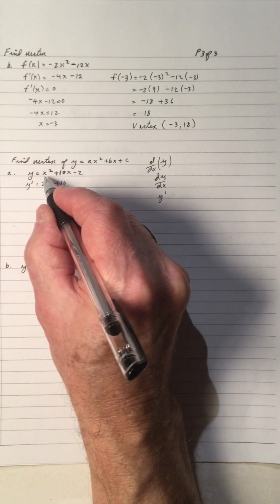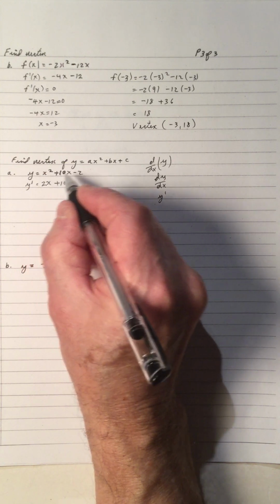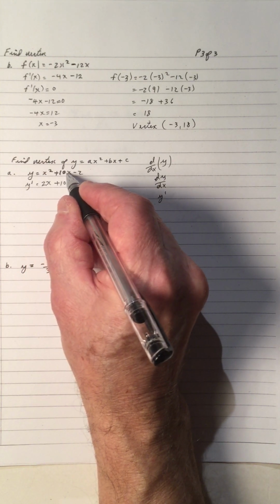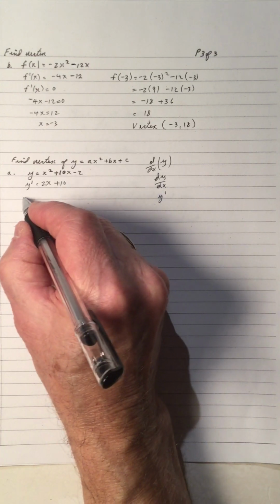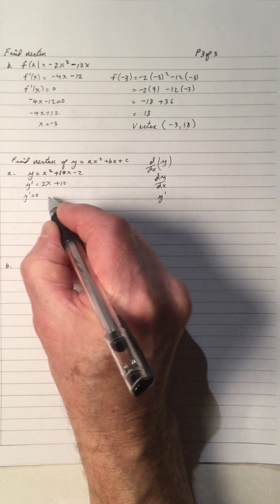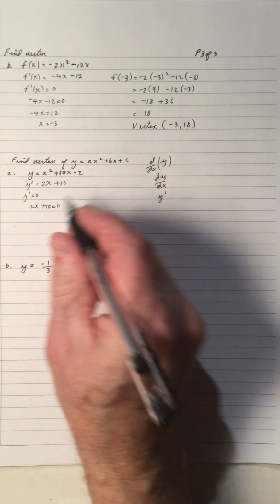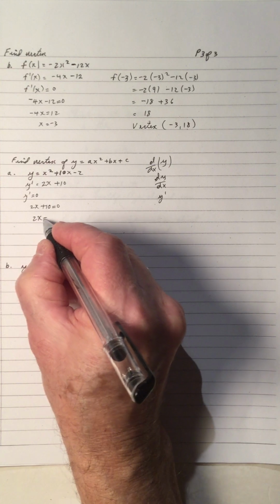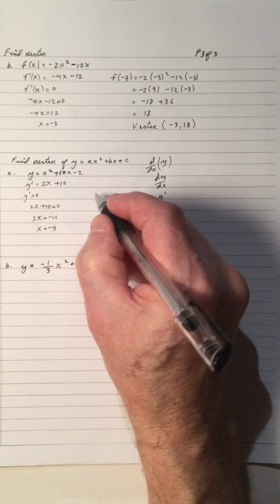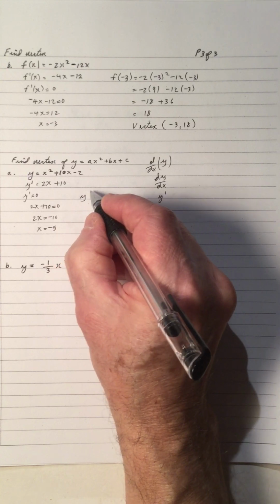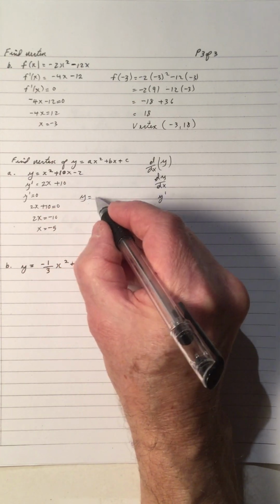Derivative of x squared, put the 2 in front and decrease the exponent by 1. Derivative of 10x is 10, because it's linear. Derivative of a constant is 0. So we'll let y prime equal 0, so that means 2x plus 10 equals 0. So 2x equals negative 10. Divide by 2, we get negative 5.